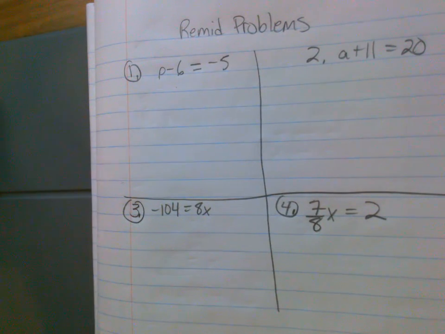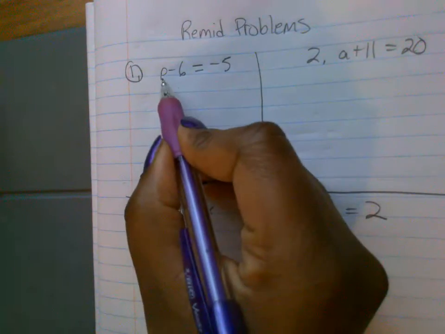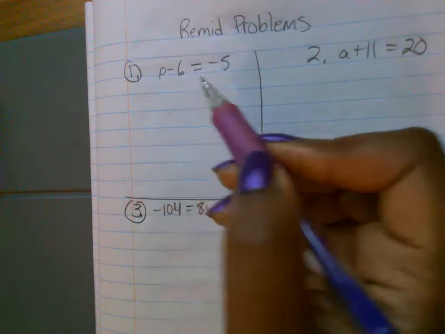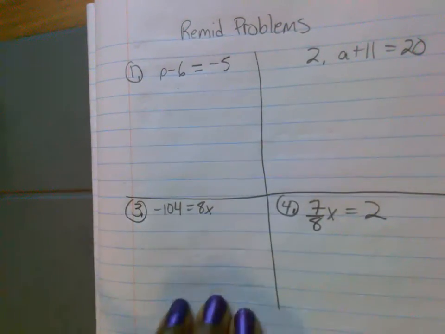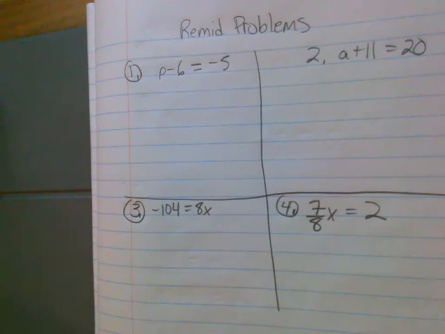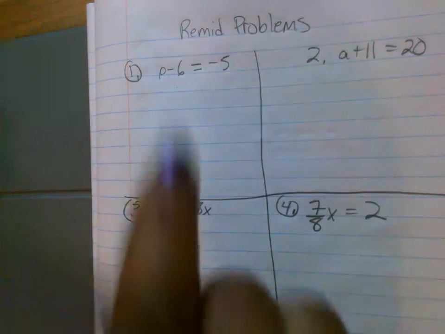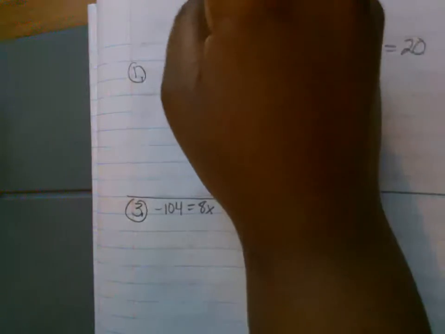Okay, I'm going to go through the review problems that were assigned to you yesterday. Here, in order to get P by itself or to solve for P, we don't have the distributive property. We don't have to combine like terms on each side, and we don't have variables on both sides. So we're just isolating the variable in all of these problems because we don't have a complex equation.